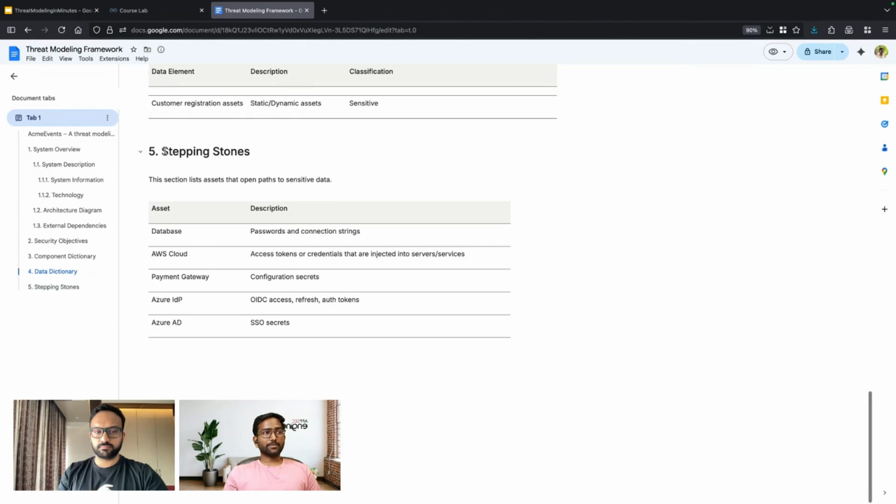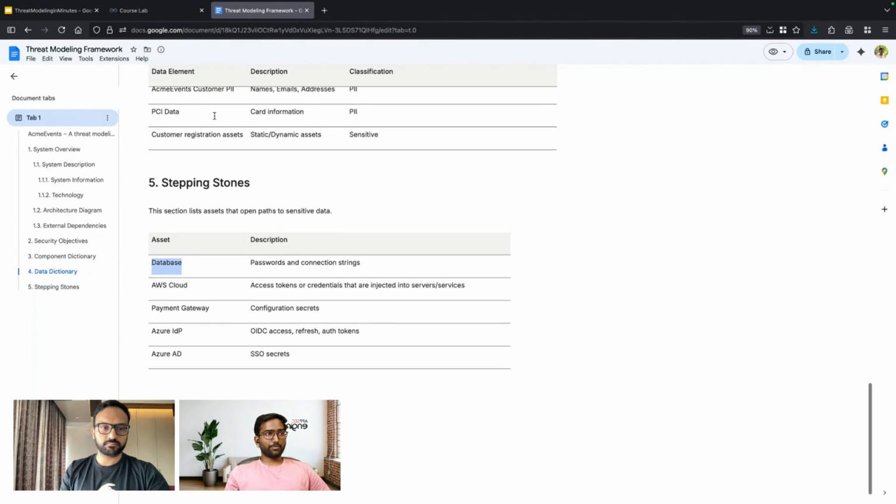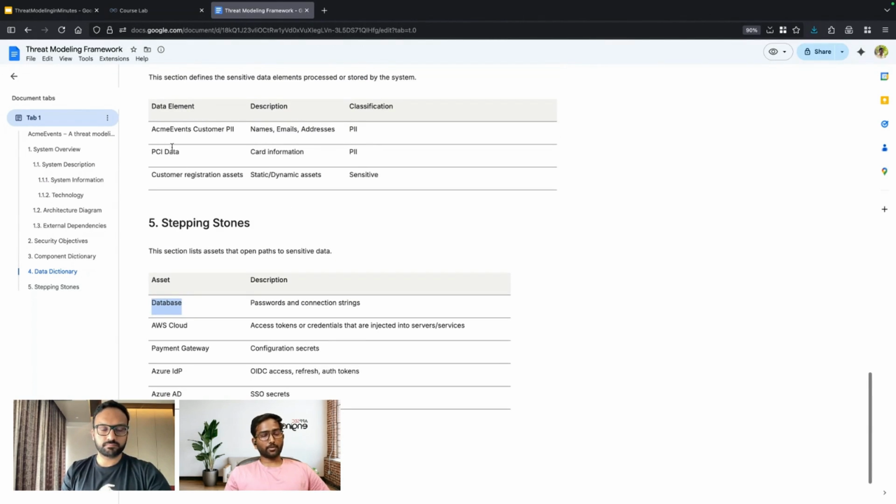And that finally brings us to something called stepping stones. The idea for a stepping stone is that these are pieces of information, either credentials, configuration strings, or security fundamentals that will allow a malicious actor to gain access to something much bigger than what is within itself. So for example, the database contains our PII. So it has our customer information, it probably has transaction data. To get access to the database, you have to use passwords or connection strings.